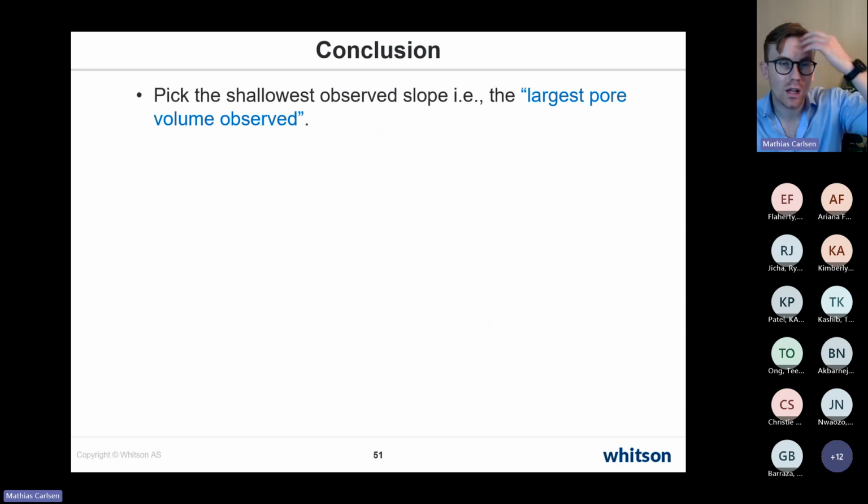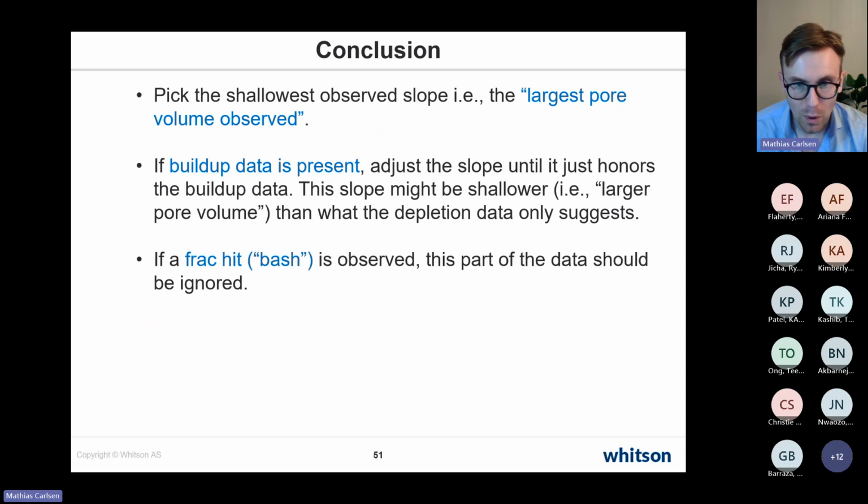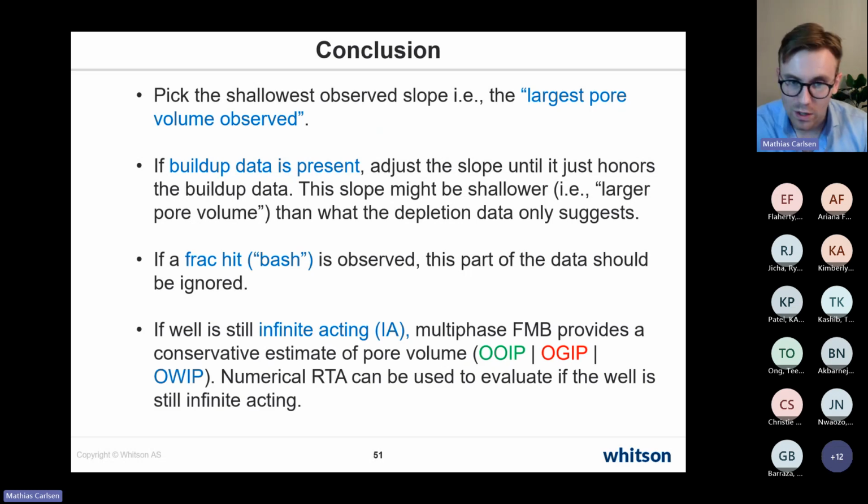For conclusion, pick the shallowest observed slope, the largest pore volume observed. If the buildup data is present, adjust the slope until it just honors the buildup data. And if a frac hit is observed, that part of the data should be ignored. And if the well is still infinite acting, then the multiphase FMB just provides a conservative estimate of the pore volume at hand.